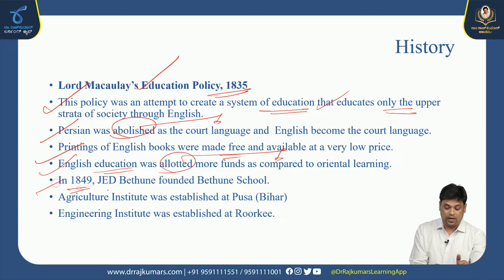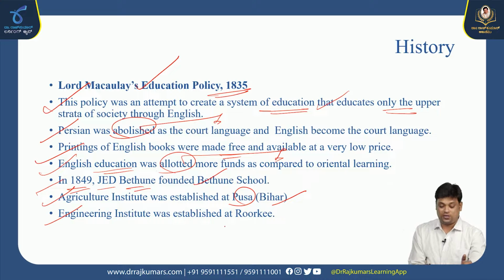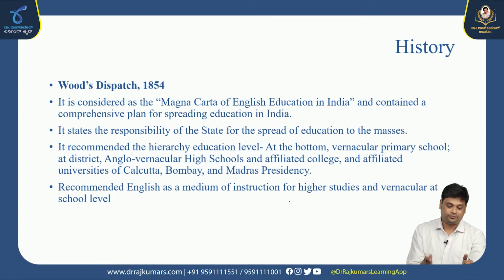In 1849, J.E.D. Bethune founded the Bethune School in India. An Agriculture Institute was also established at Pusa, Bihar. An Engineering Institute was also established at Roorkee. Remember this: the Agriculture Institute was established at Pusa, Bihar, and the Engineering Institute was established at Roorkee, Uttarakhand.